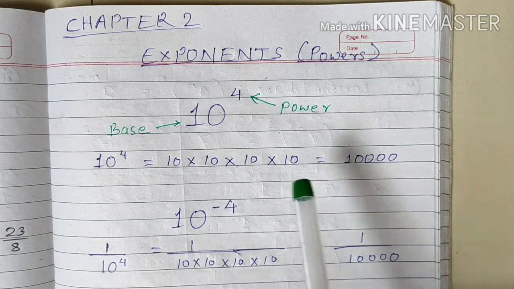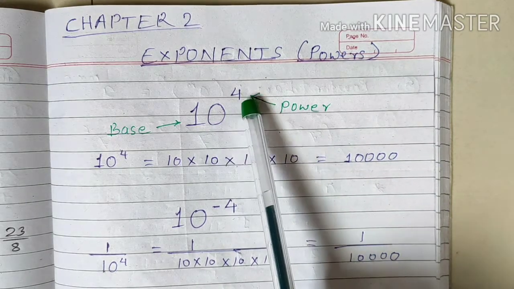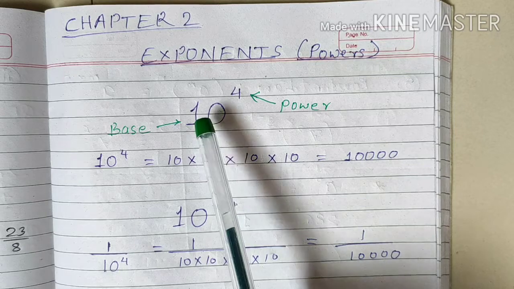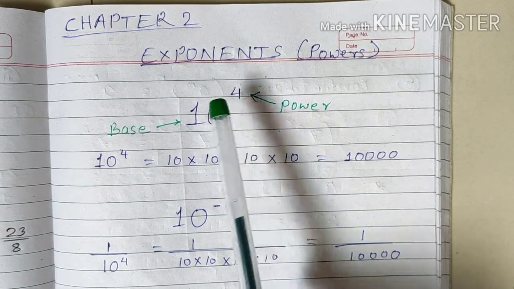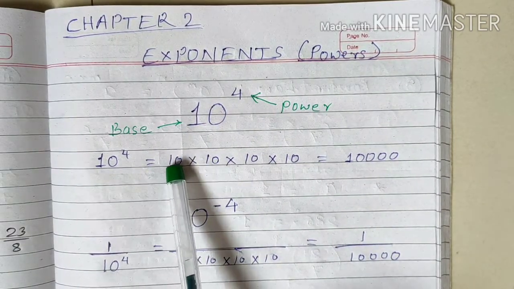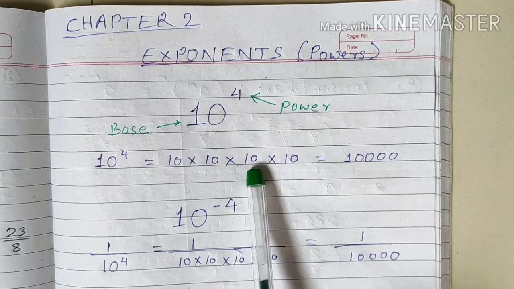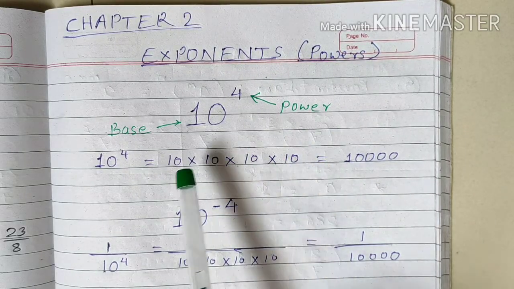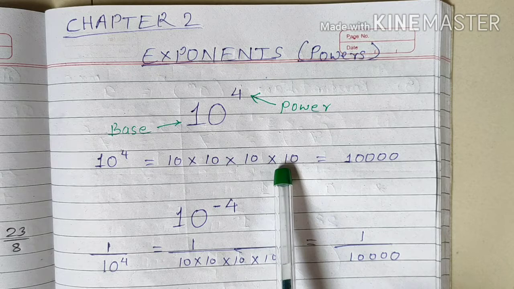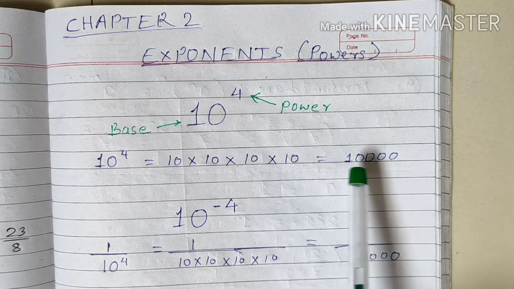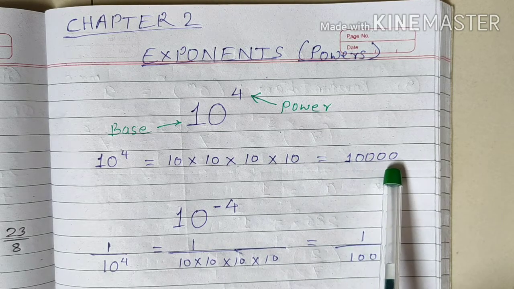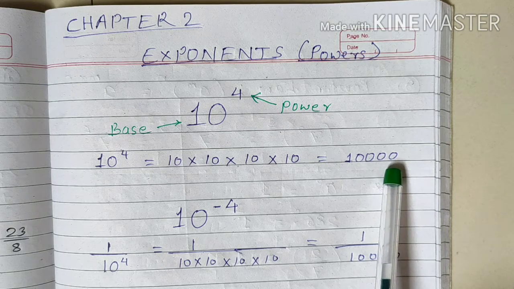Okay, now what does it mean? 10 raised to 4, or we can say 10 raised to the power 4, means 10 multiplied by 10 multiplied by 10 multiplied by 10, 10 multiplied 4 times. Got it? So the answer will be 10,000.